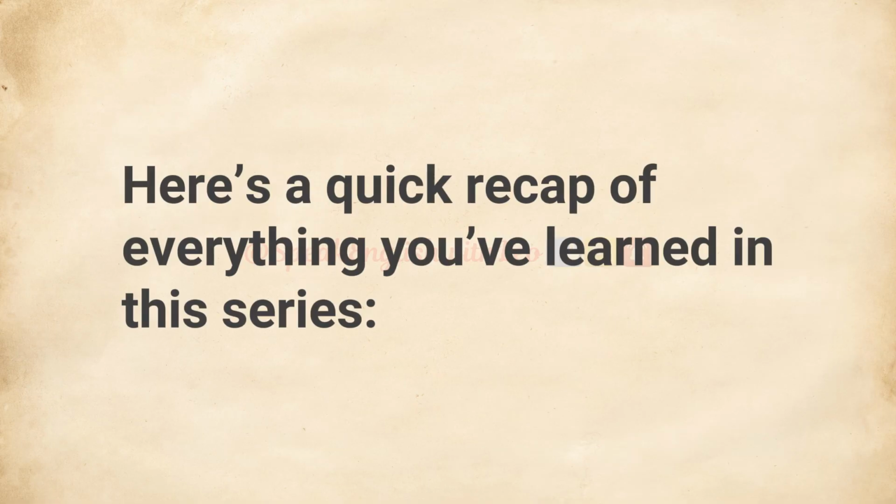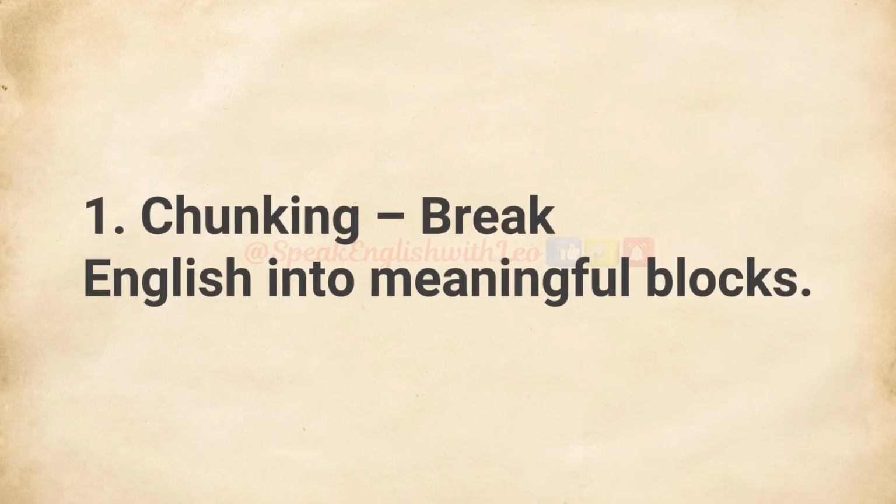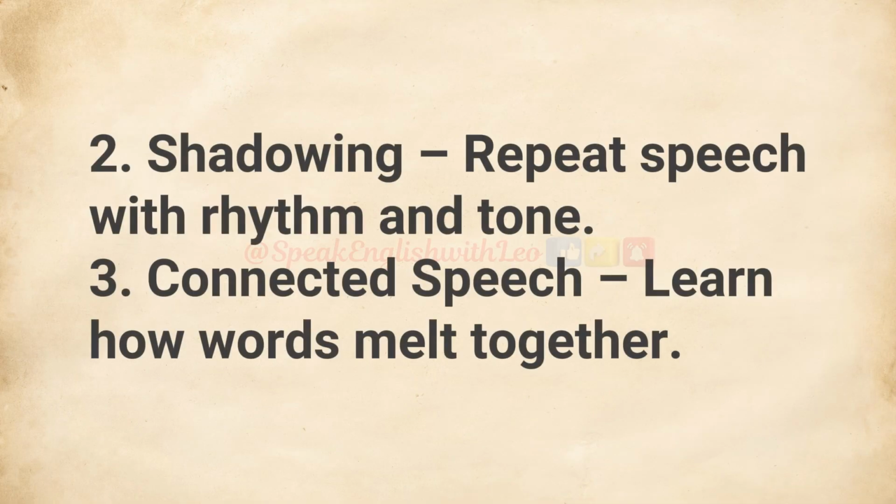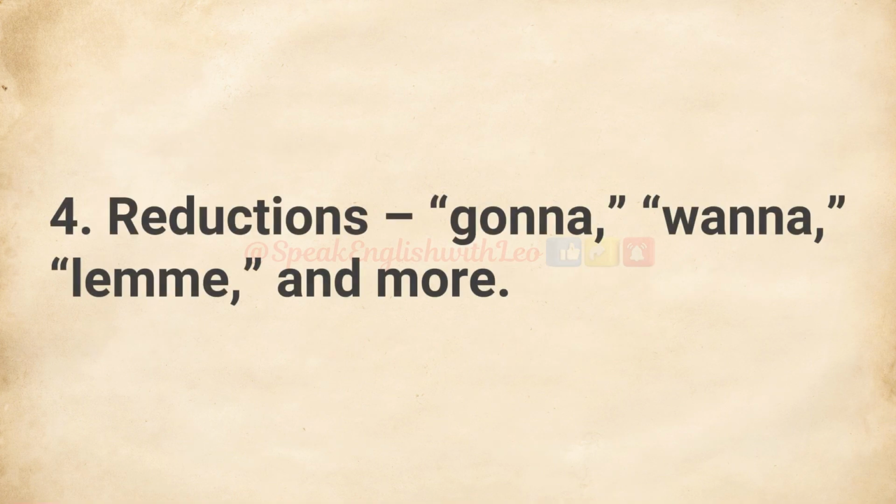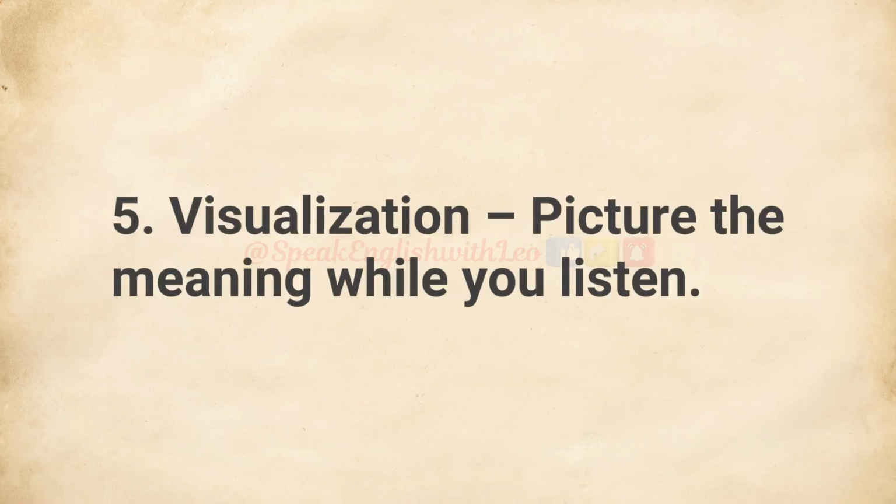Here's a quick recap of everything you've learned in this series. 1. Chunking. Break English into meaningful blocks. 2. Shadowing. Repeat speech with rhythm and tone. 3. Connected speech. Learn how words melt together. 4. Reductions. Gonna, wanna, lemme, and more. 5. Visualization. Picture the meaning while you listen.